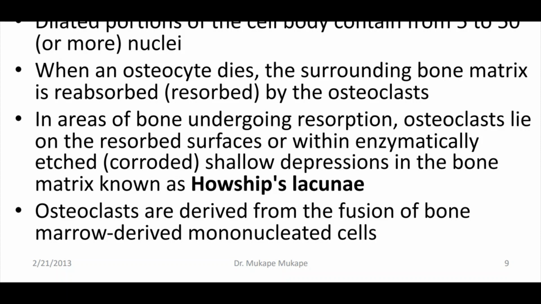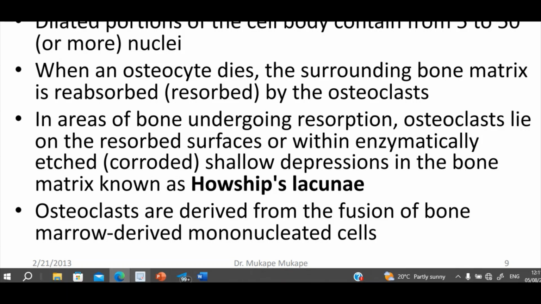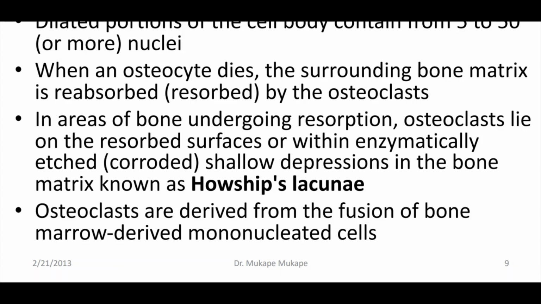In areas of the bone where there is ongoing resorption, osteoclasts will lie on the resorbed surfaces or within enzymatically corroded shallow depressions of the bone known as Howship's lacunae. So where on the bone there is resorption going on, that shallow depression where the osteoclast will lie is what we call the Howship's lacunae.